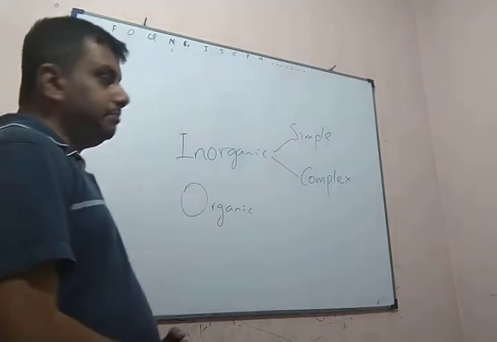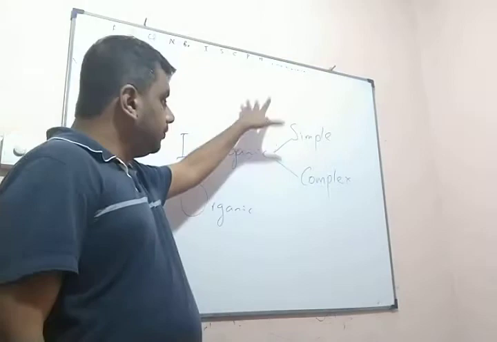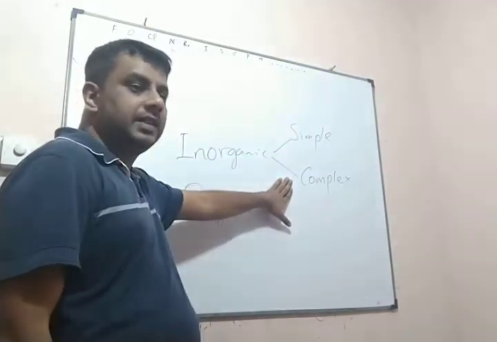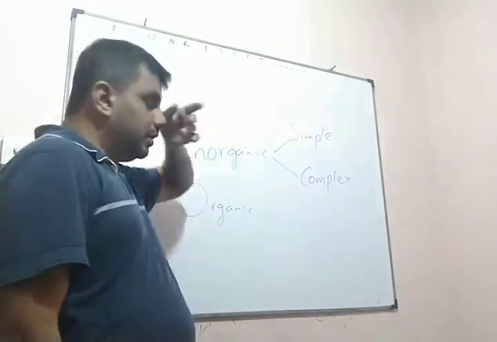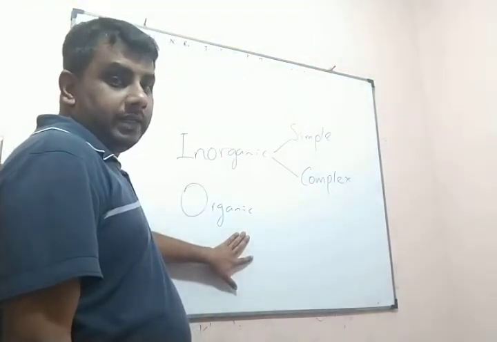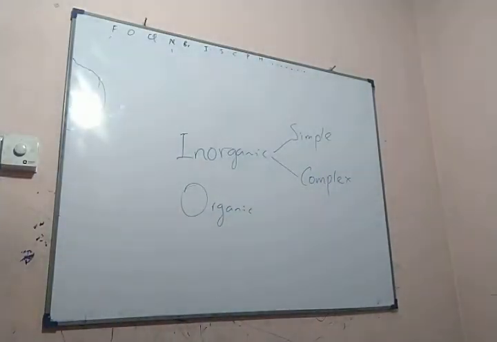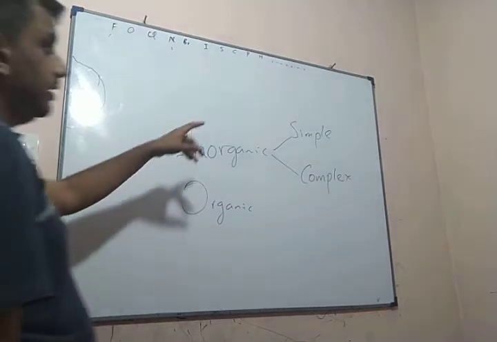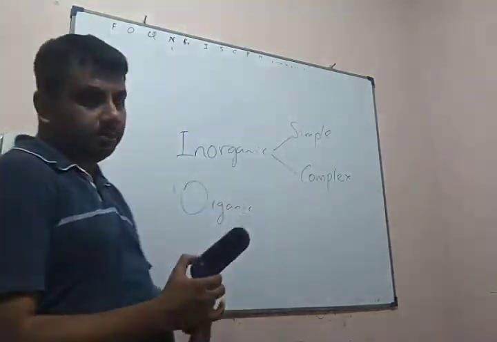Nomenclature of simple inorganic compounds will be discussed here. Nomenclature of complex inorganic compounds will be discussed in unit 6. Nomenclature of organic compounds will be discussed under unit 7. That's it. So now we are going to start nomenclature of simple inorganic compounds, only simple inorganic compounds.